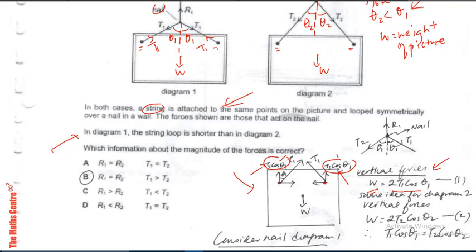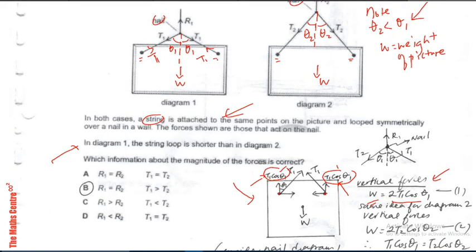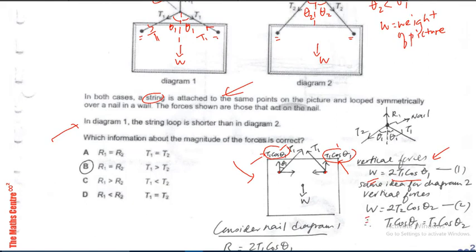If you consider the same idea for diagram 2 and consider equilibrium of vertical forces, you will get W equals 2T2 cos theta 2. You can draw that in yourself. Because W equals this and W equals this, you can write this whole thing equals this thing here. You can drop the 2 and you will get T1 cos theta 1 equals T2 cos theta 2.